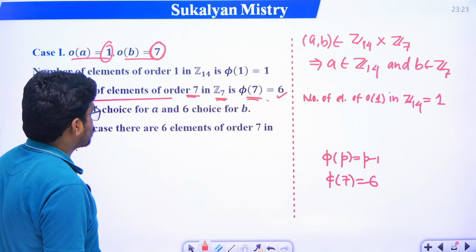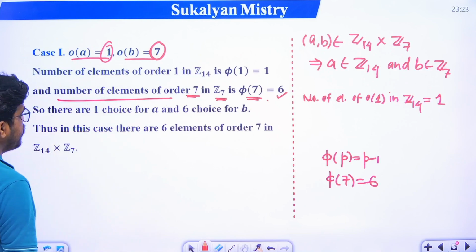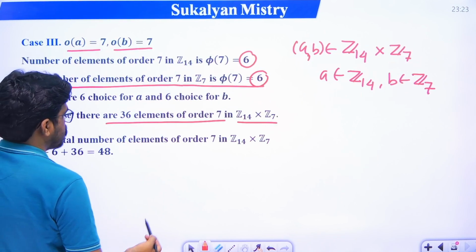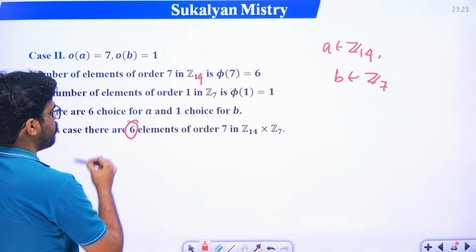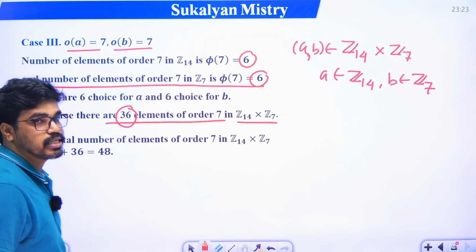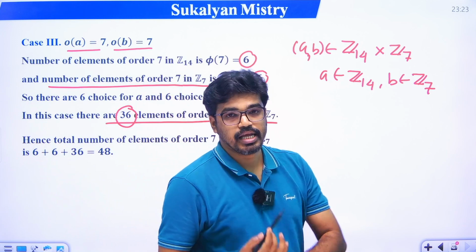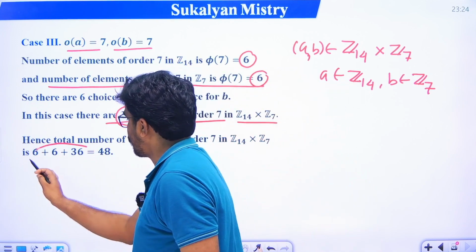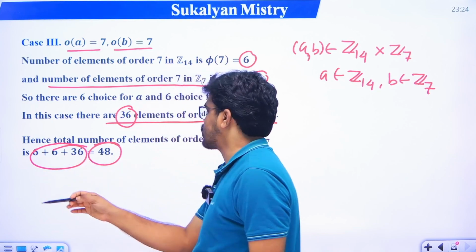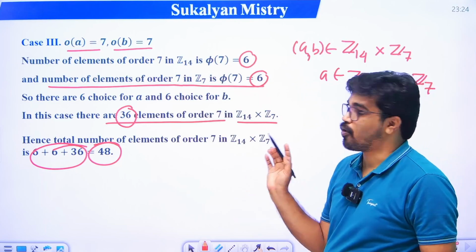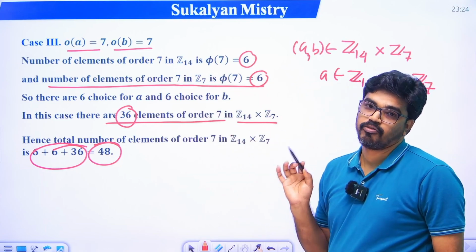So in case 1 there are 6 elements of order 7, in case 2 there are 6 elements of order 7, and in case 3 there are 36 elements of order 7 in Z14 cross Z7. So the total number, just sum up, you get 48. So the total number of elements of order 7 in Z14 cross Z7 is 48.